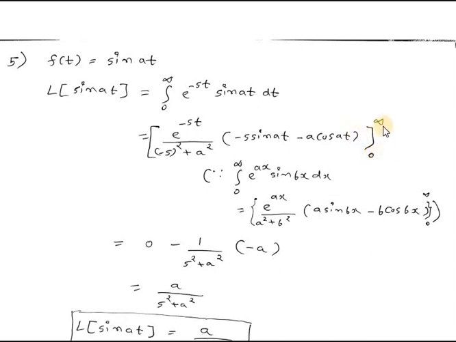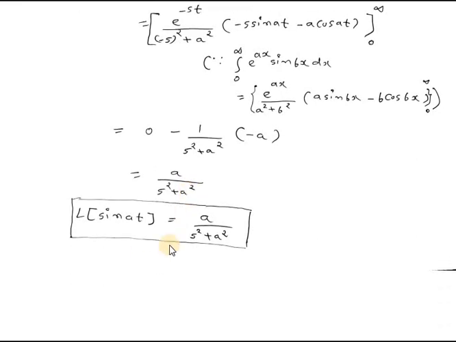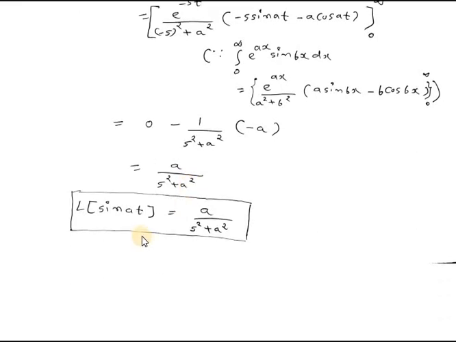So first of all we will replace t by infinite, so here it will be e raised to minus infinite. Okay, so e raised to minus infinite will be 0, then we will replace t by 0, so minus 1 divided by s square plus a square. So if we replace t by 0, then sin 0 is 0 and cos 0 is 1, so here it will be minus a. So if we simplify this, then the final answer will be a divided by s square plus a square. Therefore Laplace transform of sin at is given by a divided by s square plus a square.